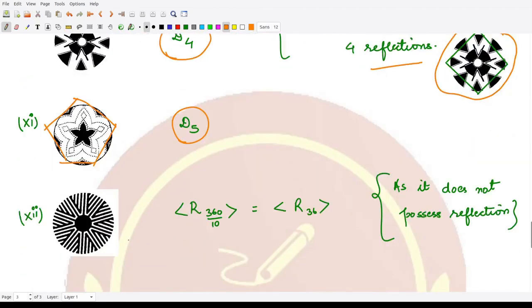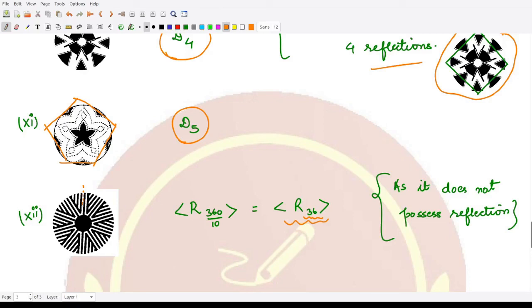And the last one resembles the group of rotations by R36. Here notice that you do not have reflections. Why? Because let me show you. I think rotations would be clear. When you rotate it by 36 degrees, you would get back into the same position, and you can do it again and again, so it has the symmetry.